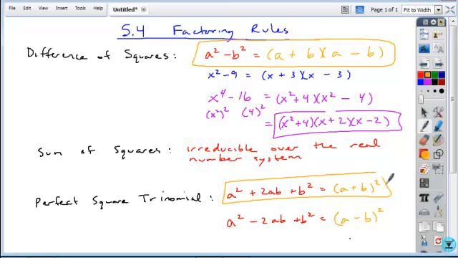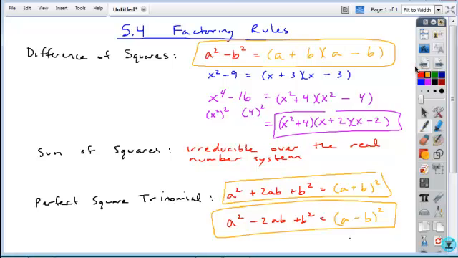Again, these are something that we already looked at a little bit. You can reverse FOIL to get the same answer. You can also use your calculators for those. But I do expect that you can do difference of squares by hand pretty easily.